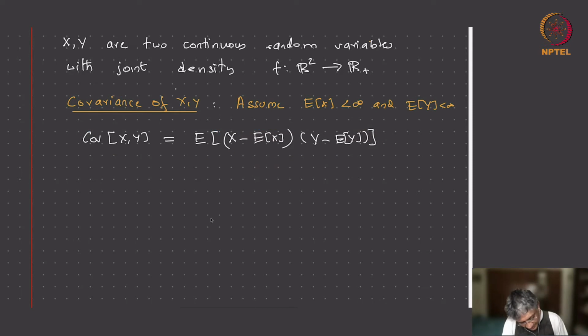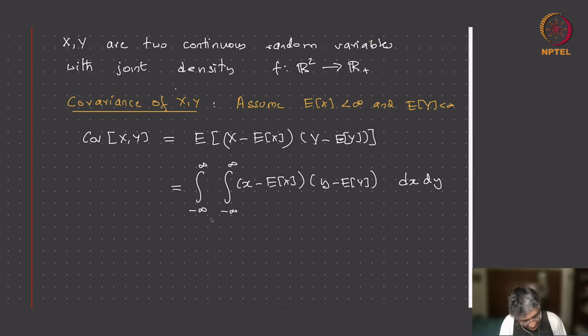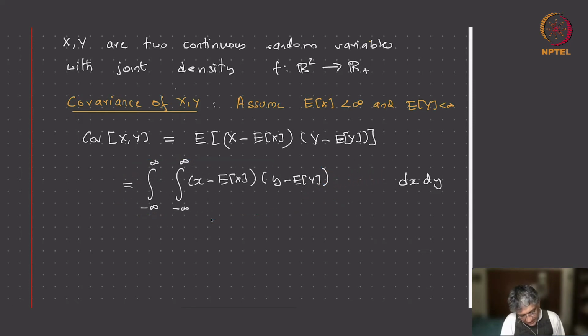So that's equal to, now, the integral from minus infinity to infinity on the y variable, and then on the x variable. So you have a dx and a dy. And what do you do inside? You just put x minus ex, which is a constant, and little y minus ey, which is another constant. I'm running out of space here, so I just move it across. And then I will put the density f of x comma y.